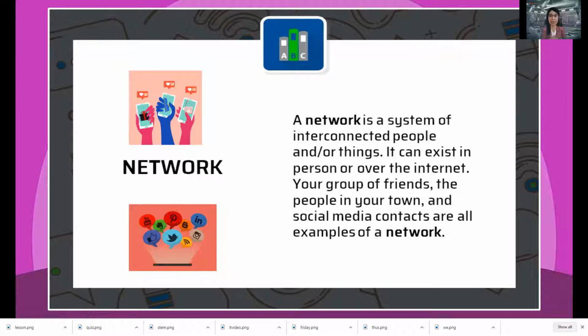Network. A network is a system of interconnected people and or things. It can exist in person or over the internet. Your group of friends, the people in your town, and social media contacts are all examples of a network.